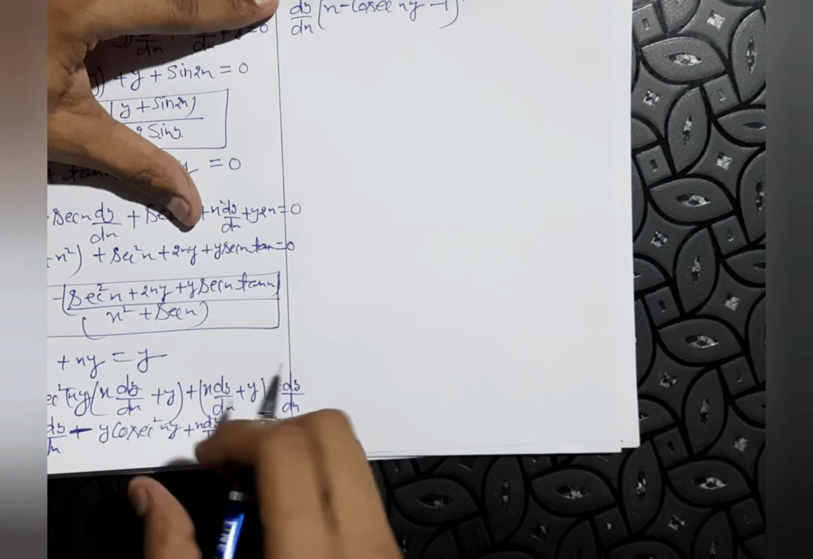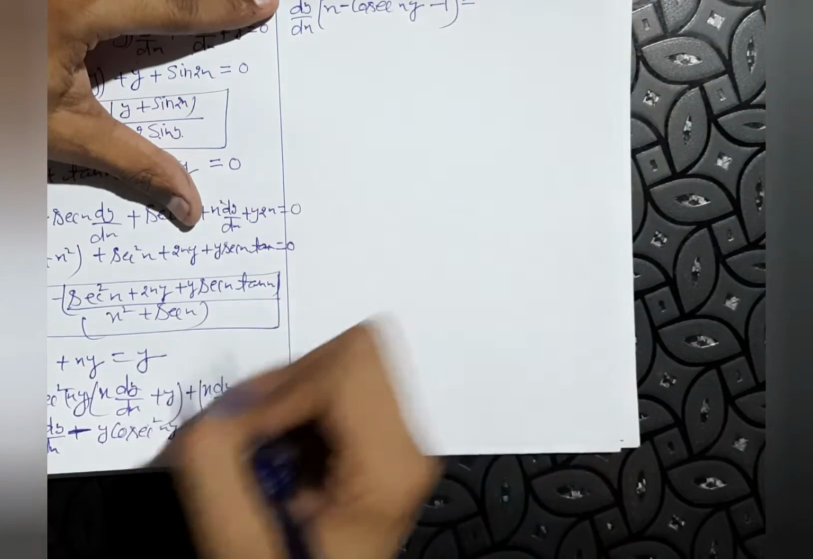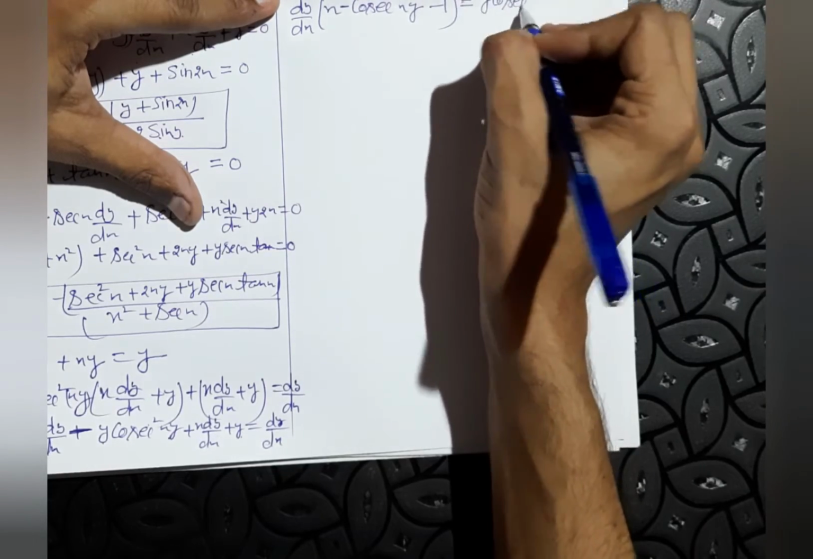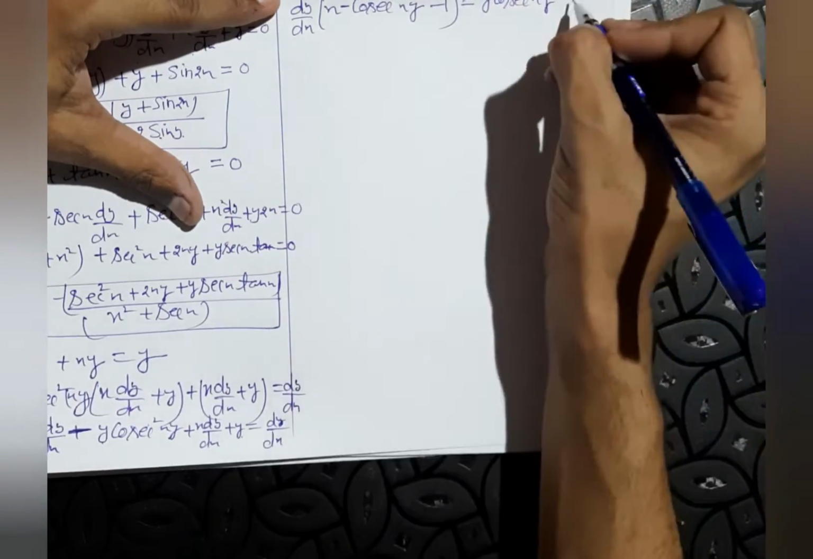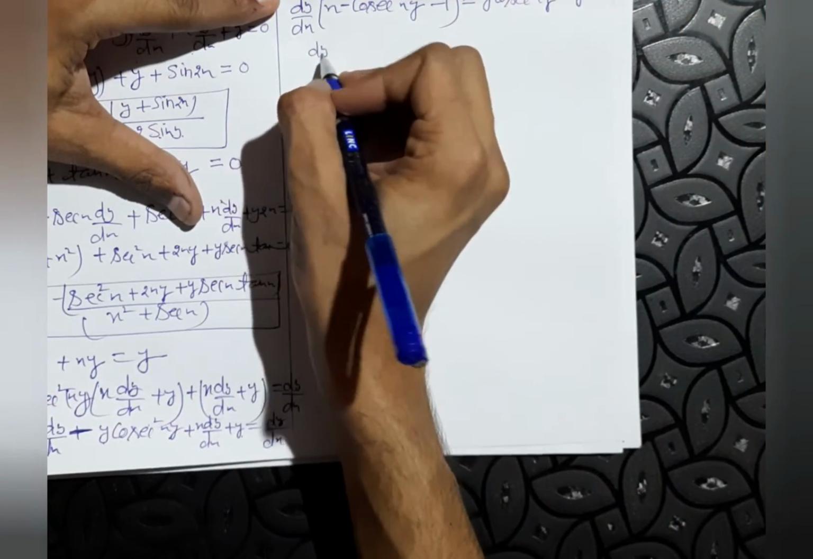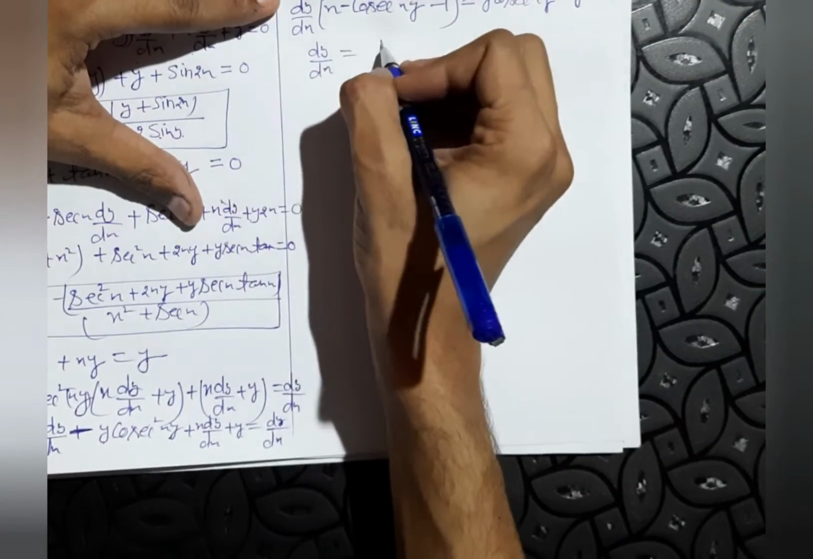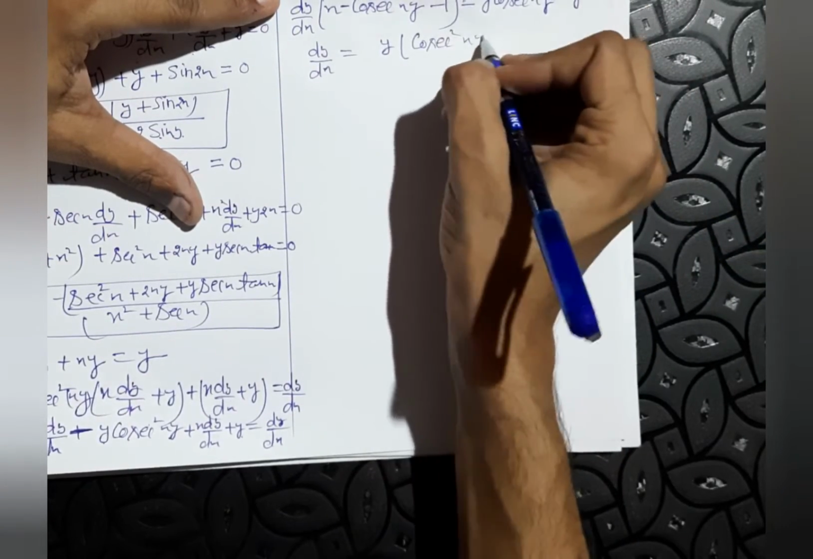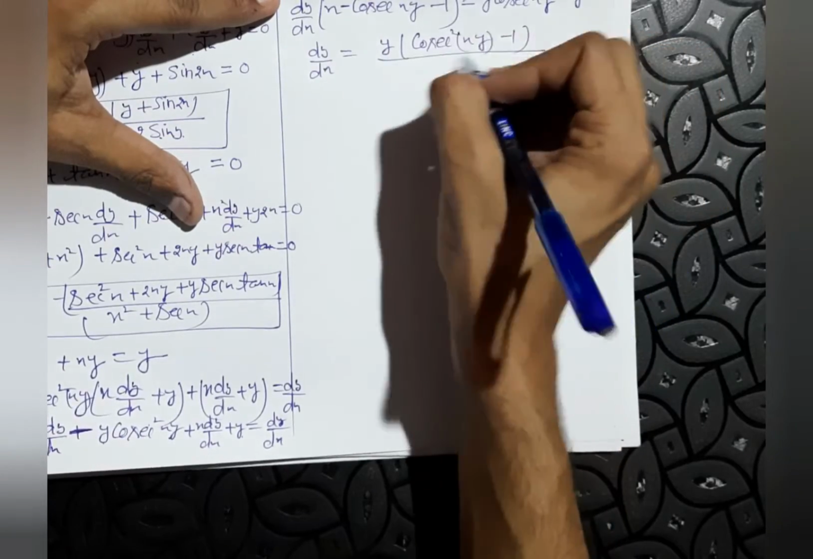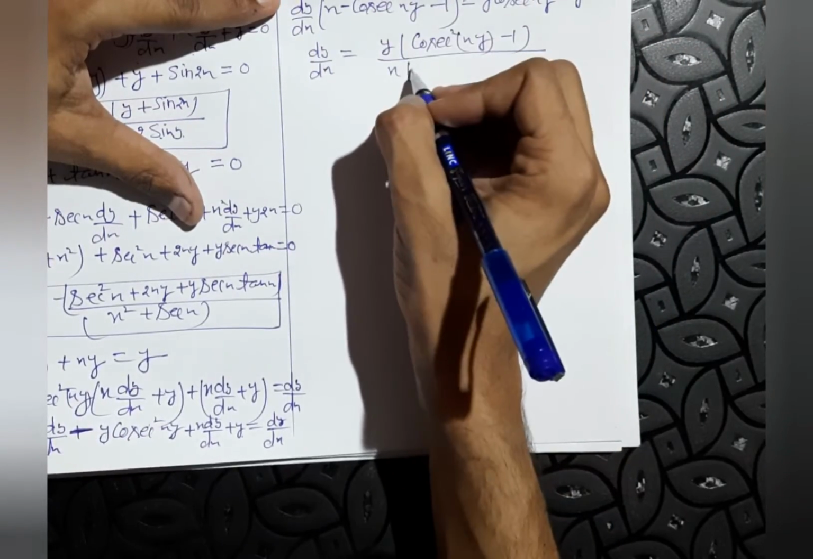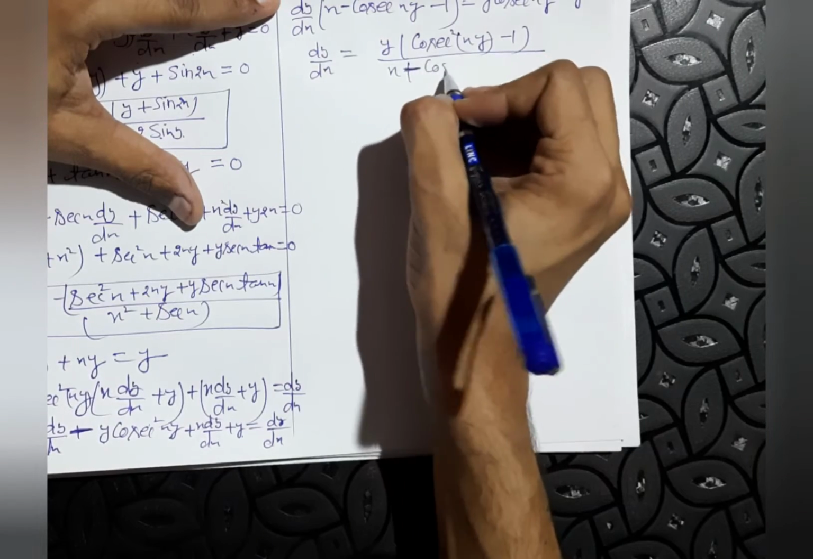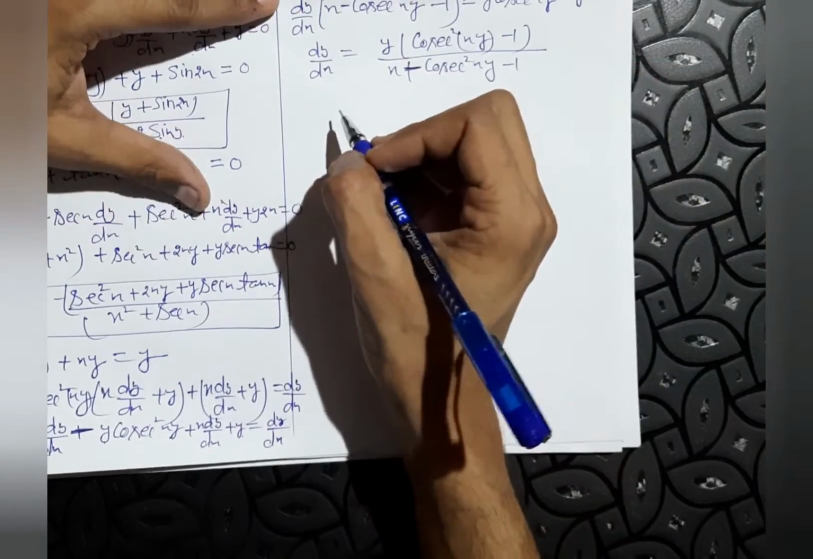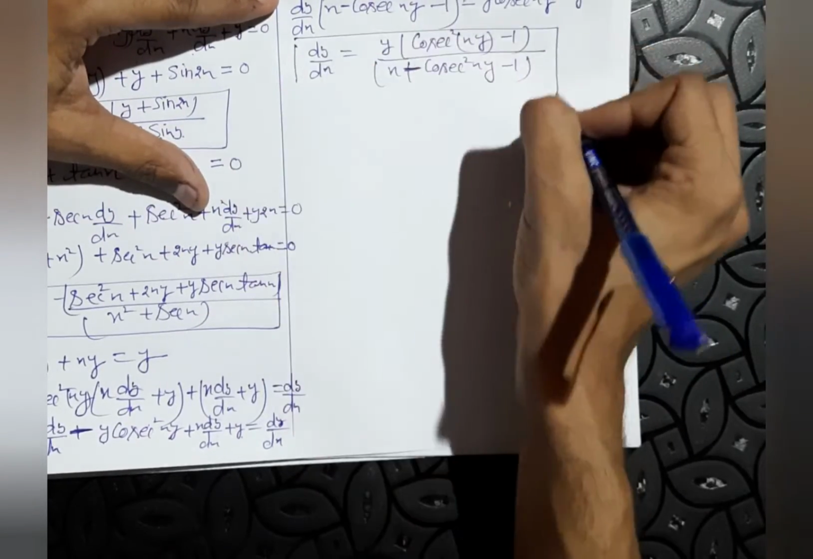So I am taking these terms into the RHS, so minus y cosec square xy will be positive, so y cosec square xy, and this y will be negative, and dy over dx equals y is common into this factor, so this is cosec square xy minus 1, and divided by this one. This is the x minus cosec square xy times x, and minus 1. So this is our final answer.